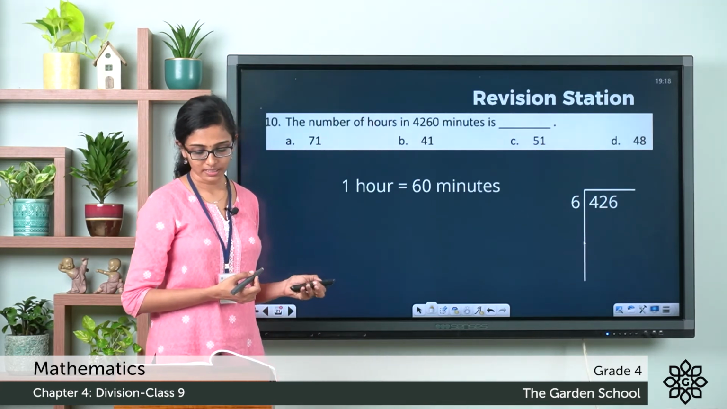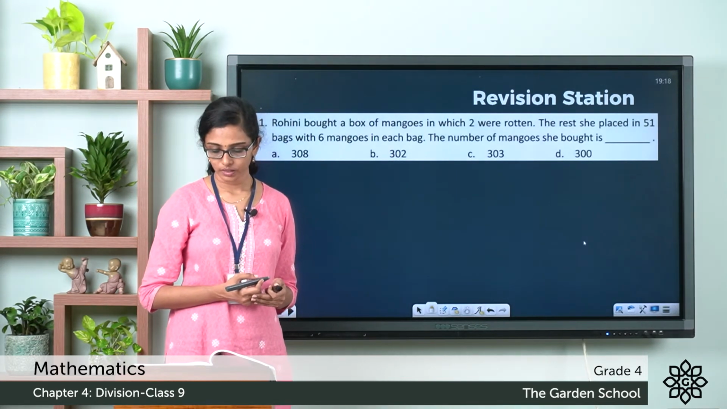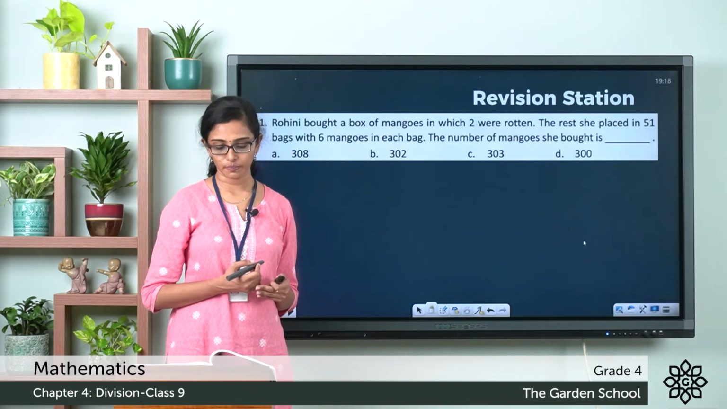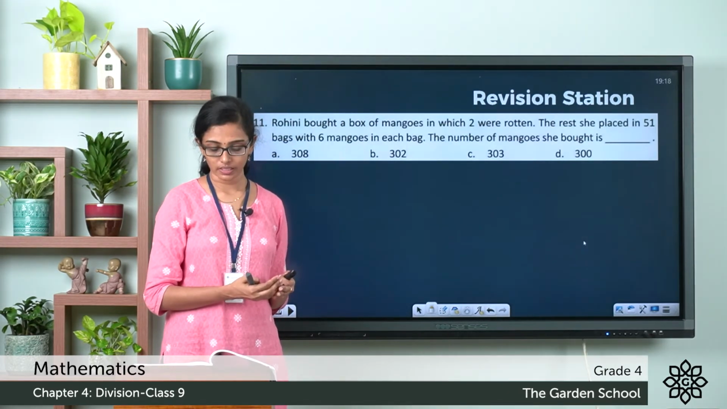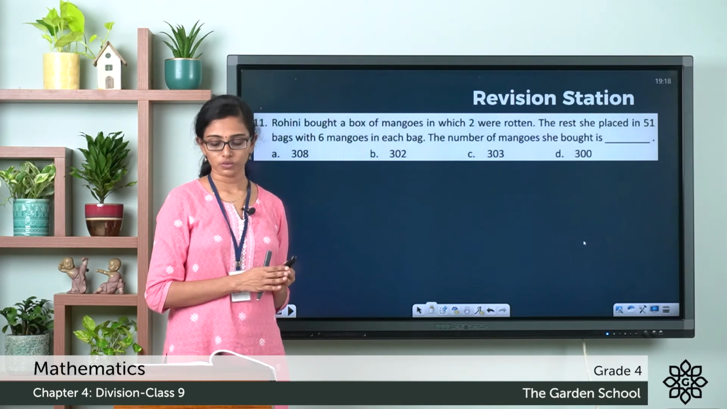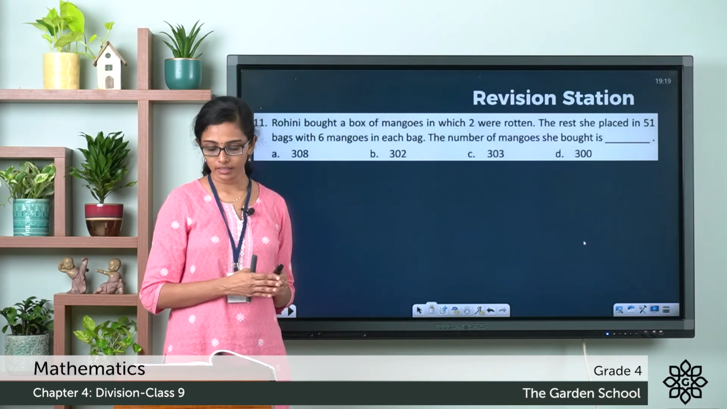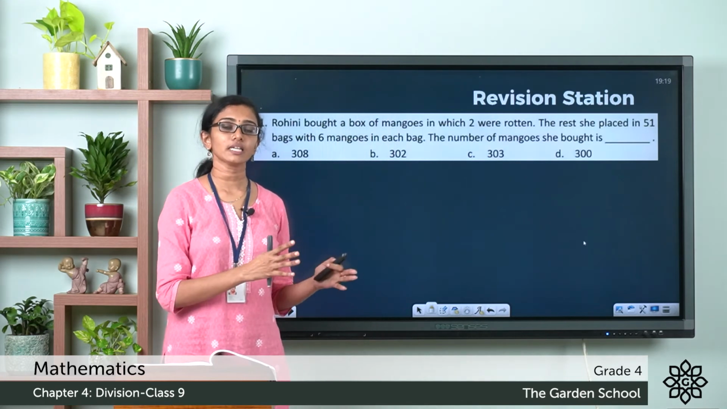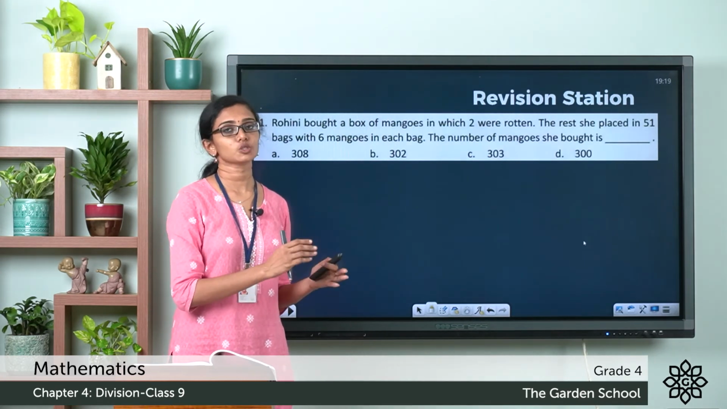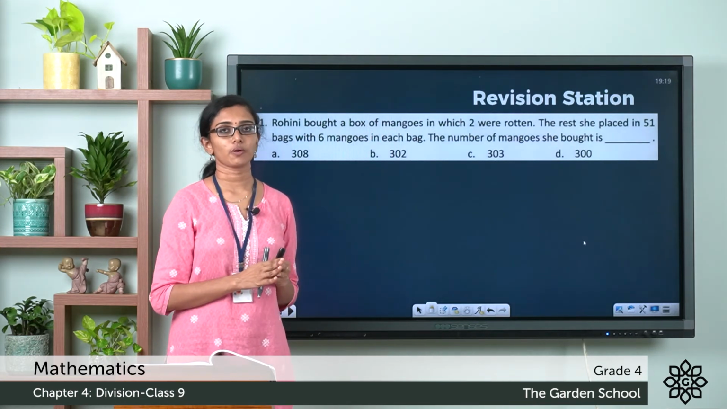Now let's discuss the next question. It says, Rohini bought a box of mangoes in which 2 were rotten. The rest she placed in 51 bags with 6 mangoes in each bag. The number of mangoes she bought is. So what is mentioned in the question? Rohini bought a box of mangoes and among them, 2 mangoes were rotten, and the remaining mangoes she placed in 51 bags, each containing 6 mangoes. We need to find out the total number of mangoes that she bought.